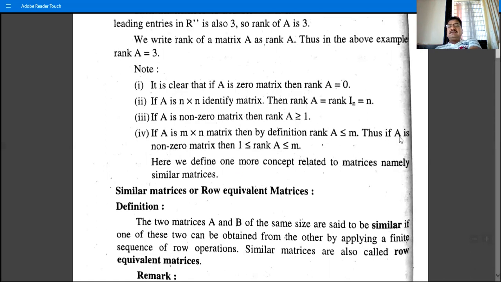If A is a non-zero matrix, then the rank of A is less than or equal to m and greater than or equal to 1. That is, the upper bound of the rank is m and the lower bound is 1.